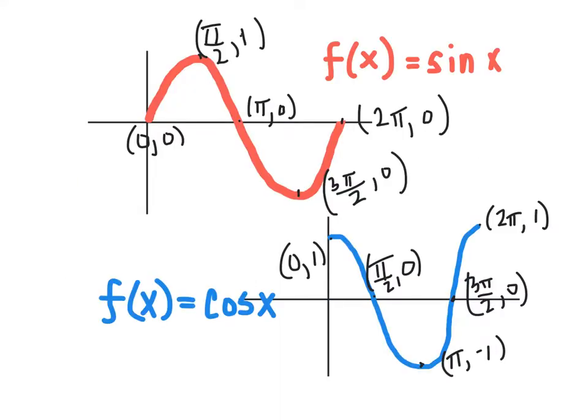Alright, before we start this lesson on transformations, just a reminder of what our basic functions for sine and cosine look like. F of x is equal to sine x is graphed in red, and f of x is equal to cosine x is graphed in blue. Remember the ordered pairs that you see here.